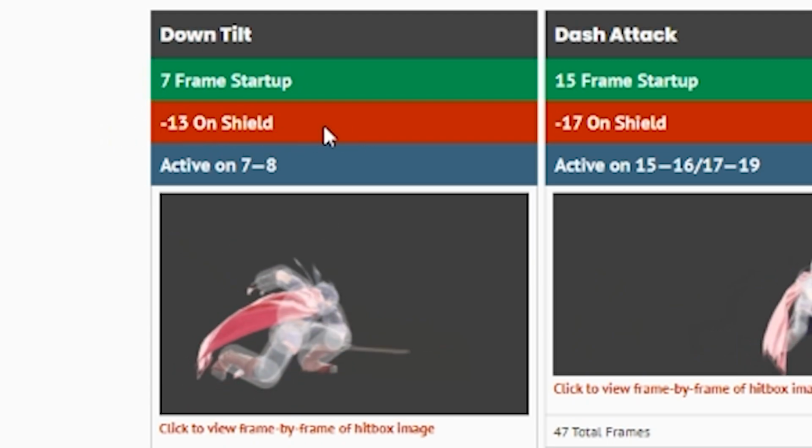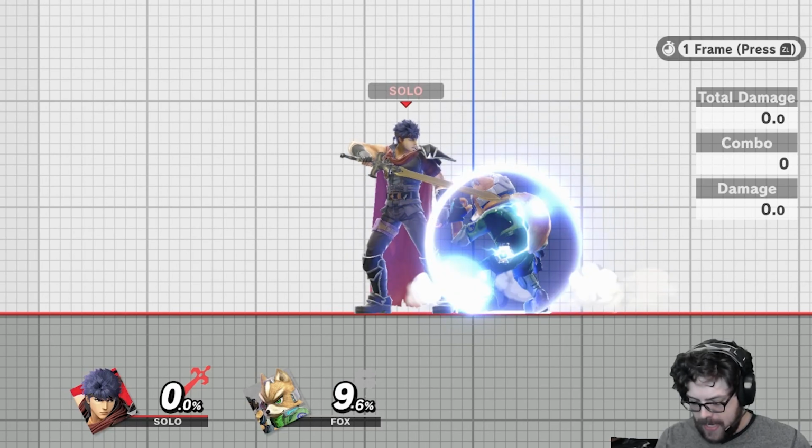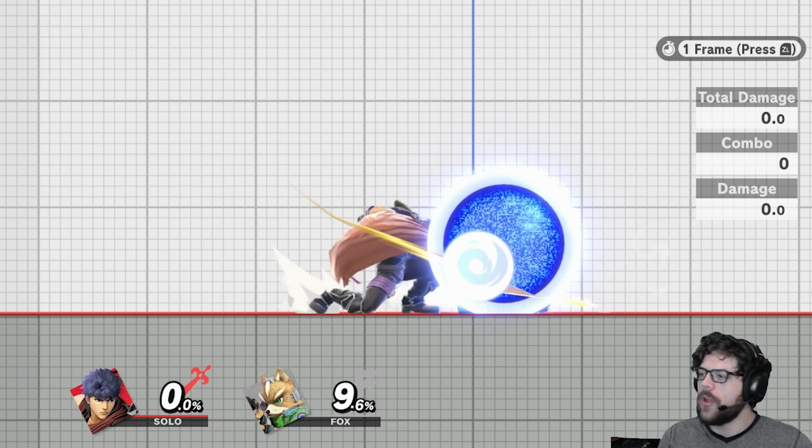So here's what that means. In 1 frame mode, if I'm shielding with Fox, right? And I down tilt his shield with Ike. 1, 2, 3, 4, 5, 6, 7. So on this frame here, we are hitting Fox's shield. Let's see how long it takes Fox to get out of shield and do a move, all right?